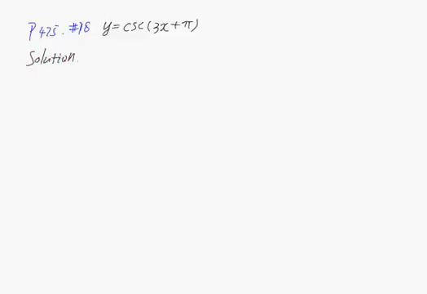So first, let's get the period. The period is equal to 2 pi divided by the coefficient of x, so divided by 3. 2 pi over 3 is the period. And the range.